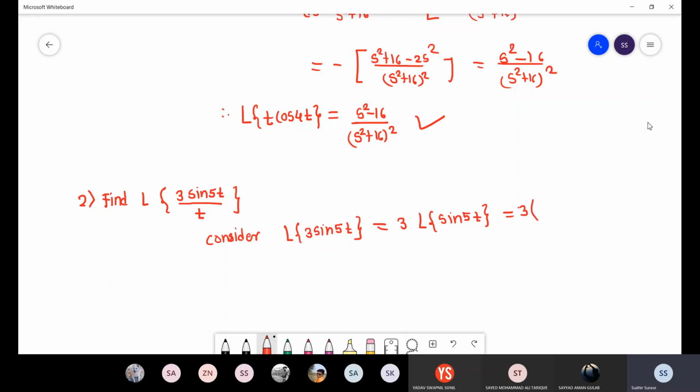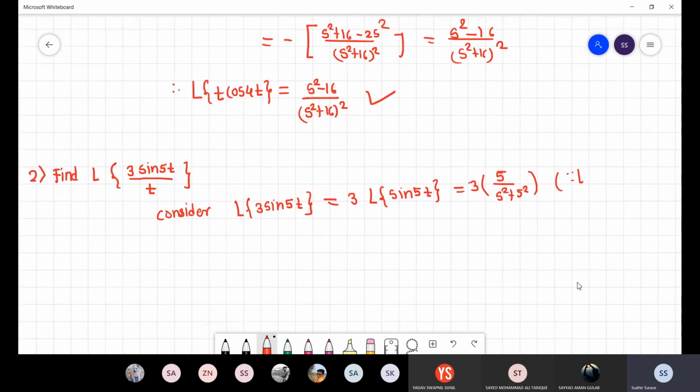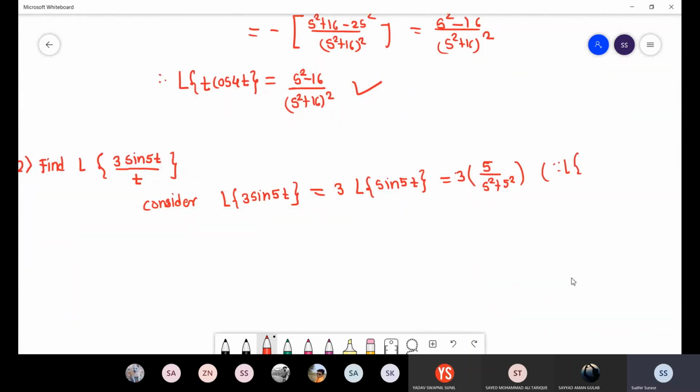And now we have the standard formula for sine at. We know this formula, that the Laplace transform of sine at is nothing but a upon s square plus a square. Using that we have this answer: that is 5 upon s square plus 5 square. So this is equal to 15 upon s square plus 25, since 5 square is 25, and this is Laplace of 3 sine 5t.